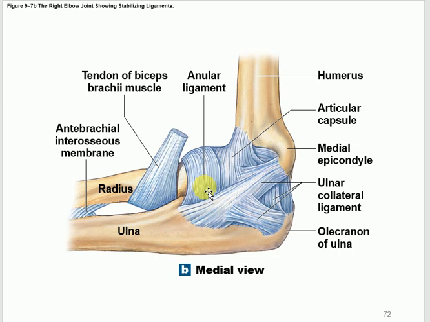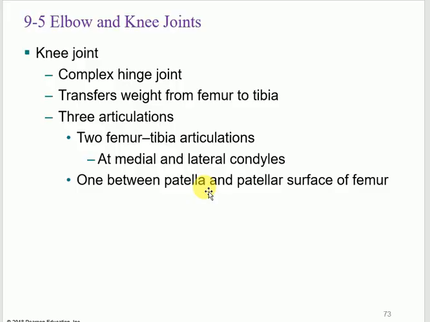Everything in the knee, we should know it. Just understand that there are several ligaments connecting the two bones, or the three bones in this case. Knee joint. This is a hinge joint, but it's complex. And it's basically between the medial and lateral condyle.